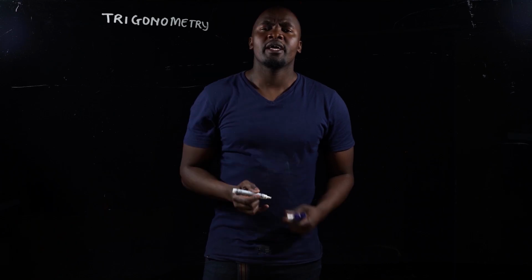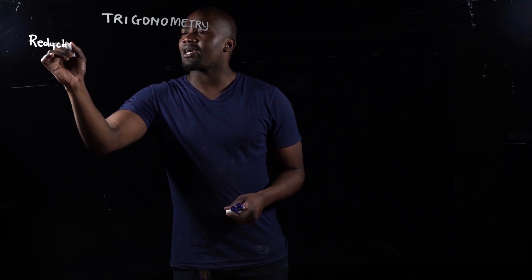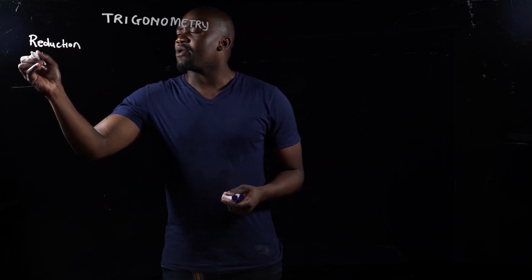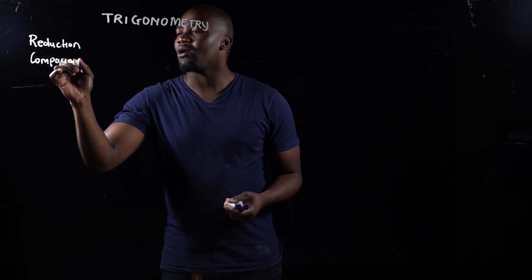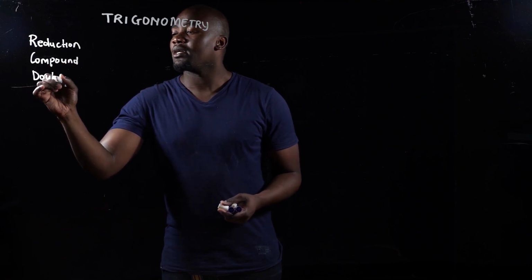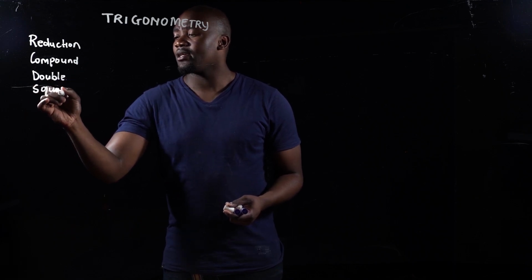So with trig, let me just quickly write trigonometry here. Trigonometry is obviously divided into a number of topics, right? And we've got reduction formulae. Okay, let me just quickly write this down, reduction. And within reduction, you'll deal with a number of things as well. And we're going to be looking at compound angles, okay? And compound angles, double angles. We're going to be looking at square identities, right?